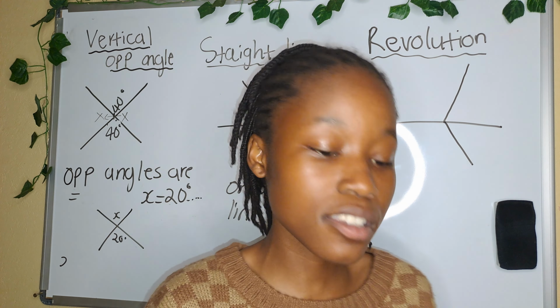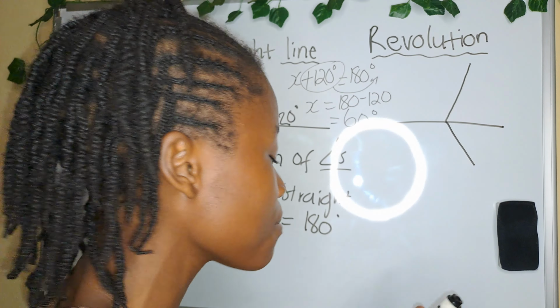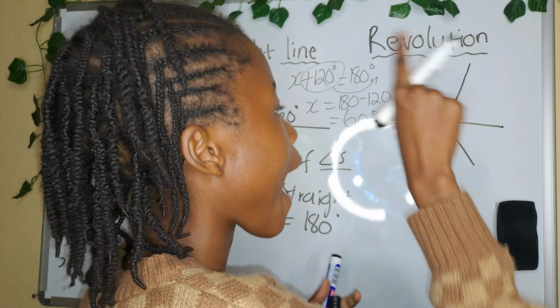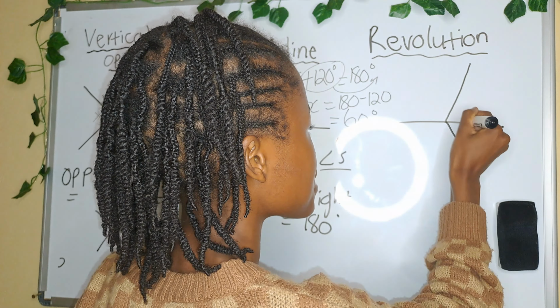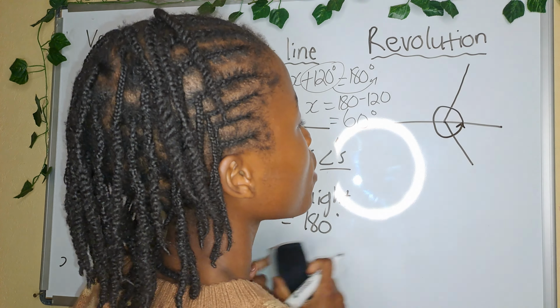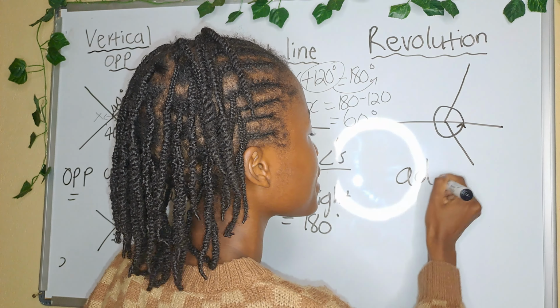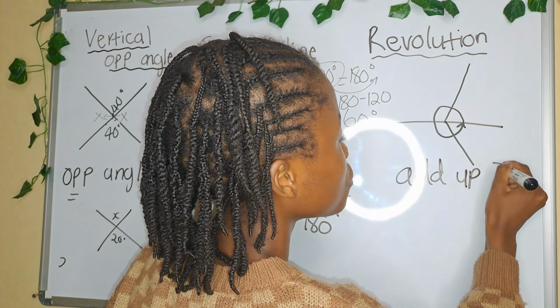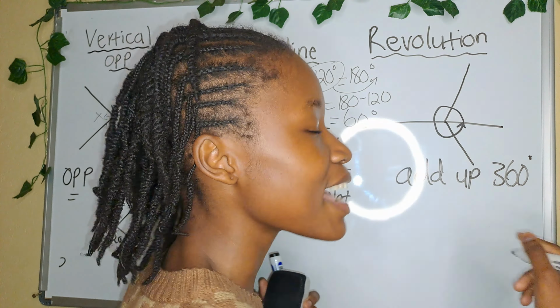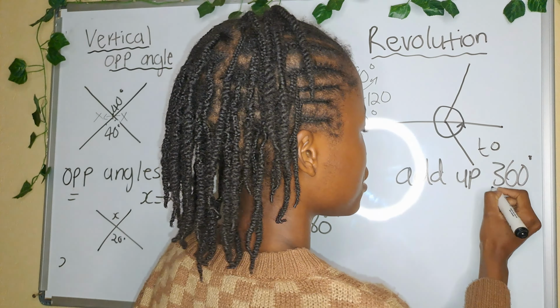Now let us look at the one which is my favorite, by the way, and that is revolution. So what you need to know about revolution is the same thing as angles around a point. So sometimes it might be called angles around a point because it's the sum of angles from here to here. Okay, so they add up to 360 degrees.